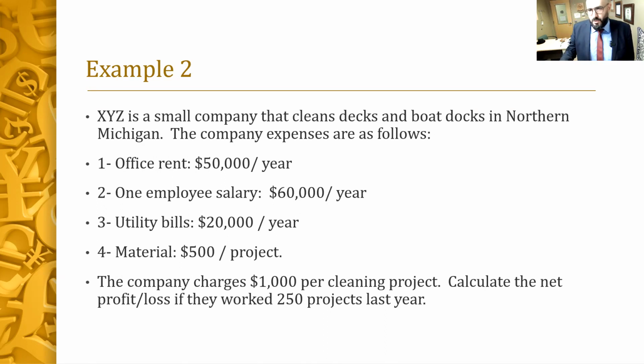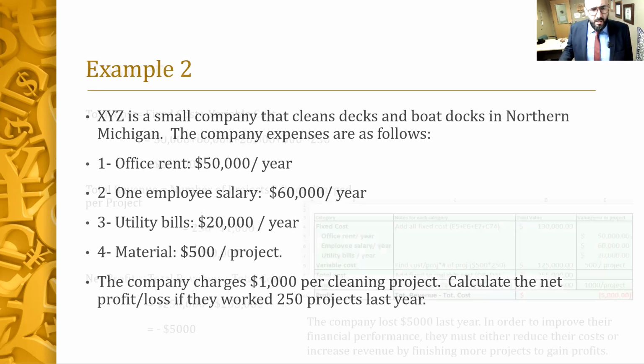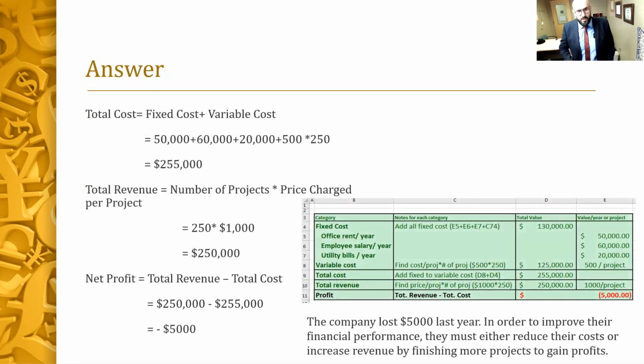All right, so what we need to do is write down the total cost. First of all, we need to find out what the total cost would be. The total cost would be the fixed cost plus the variable cost: 50,000 plus 60,000 plus 20,000 plus 500 times 250 projects. That will give you 255,000 as the total cost.